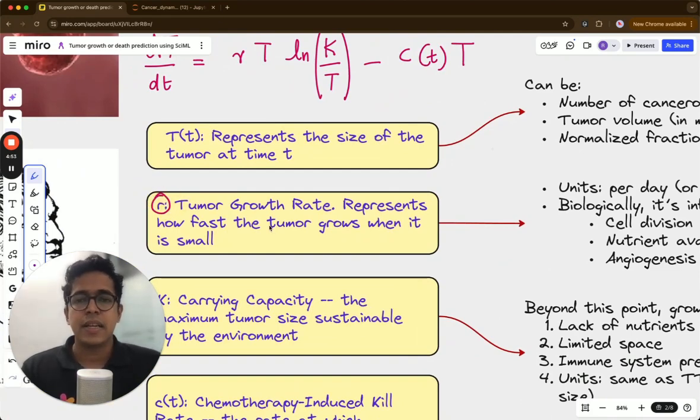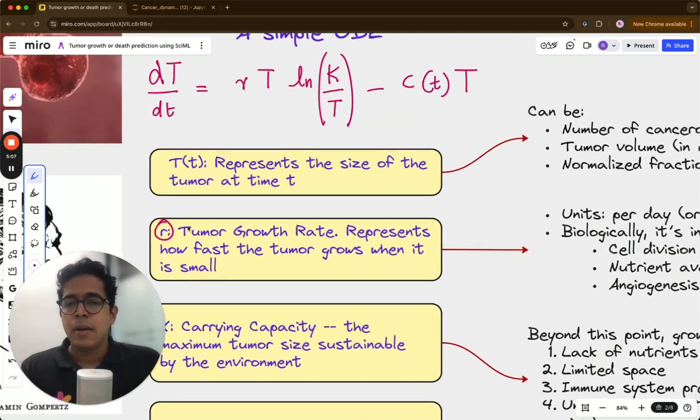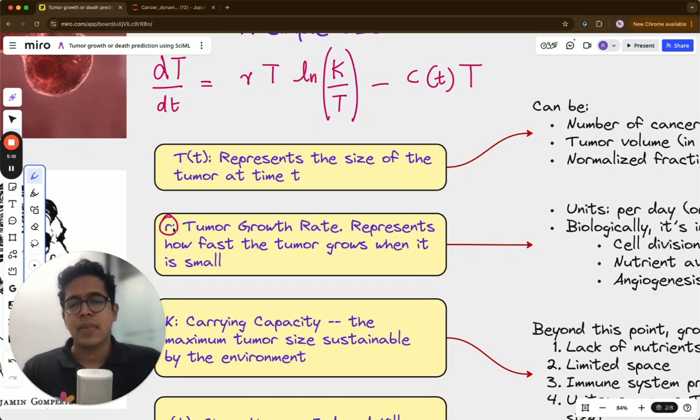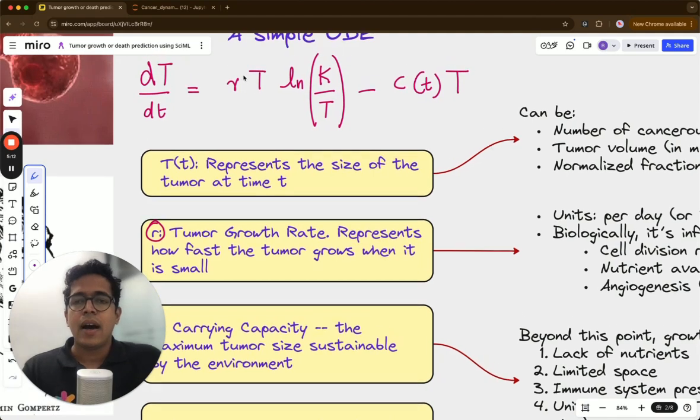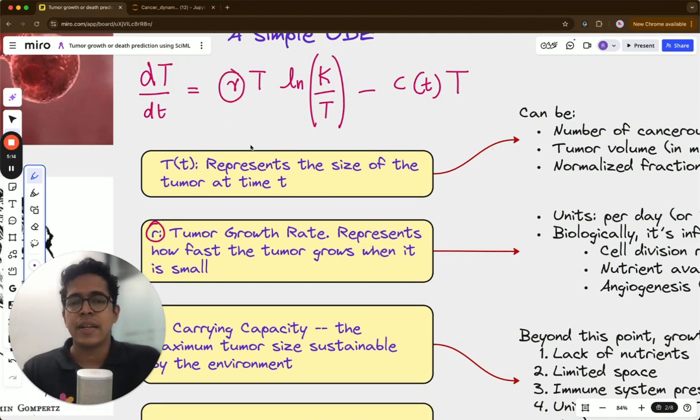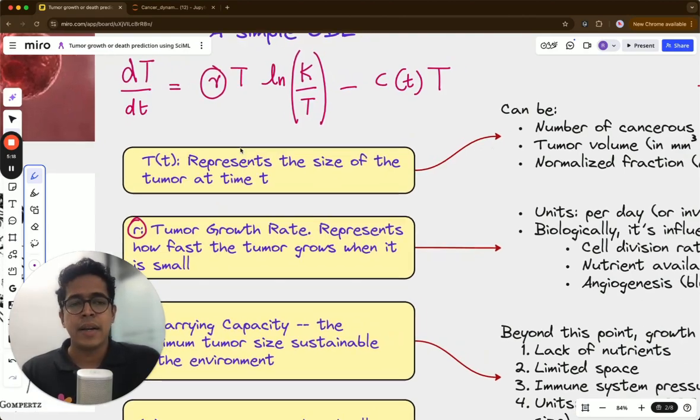It is representative of the tumor growth rate. So it's a coefficient that represents how fast the tumor grows, especially when it is small. So actual tumor growth rate is dT/dt, but r is a representative of that. So r, the coefficient associated with this equation here, represents how fast the tumor is growing. So the higher the r, the higher the dT/dt.